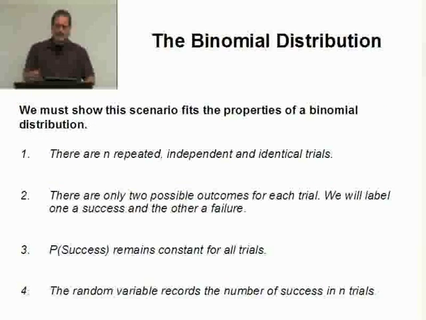The first assumption, and these are the lists of assumptions. Whenever you use a distribution, you should always list the assumptions and show how this scenario satisfies those assumptions, at least reasonably satisfies them. It doesn't cut it to simply say there are n repeated independent and identical trials. Yeah, that's the assumption for a binomial, but why is it that this scenario has n repeated independent identical trials? You need to make that connection.